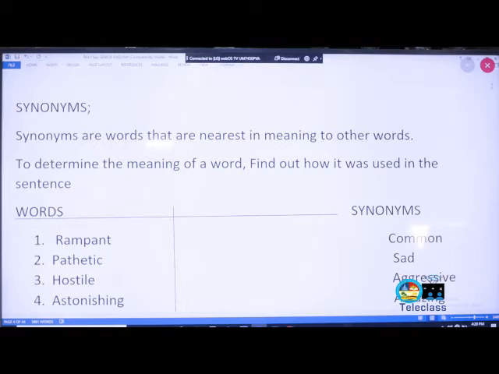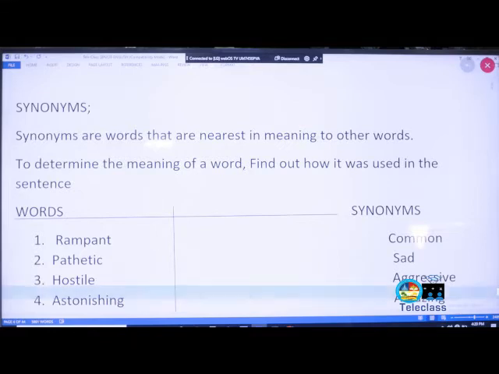The first one is rampant. What does it mean? Rampant means common. So the synonym of rampant is common. The second one is pathetic. Pathetic means sad, something sorrowful. So if you hear a pathetic story, it means a story that is sad.